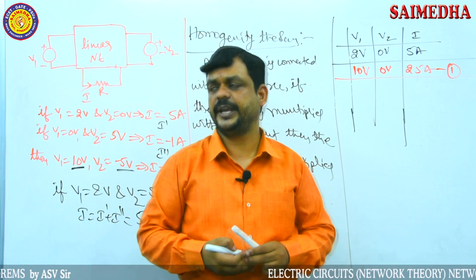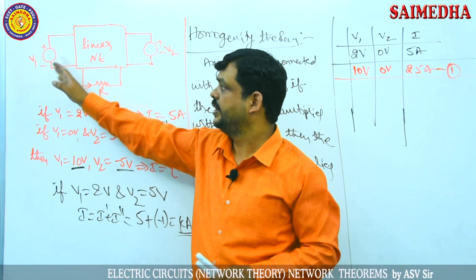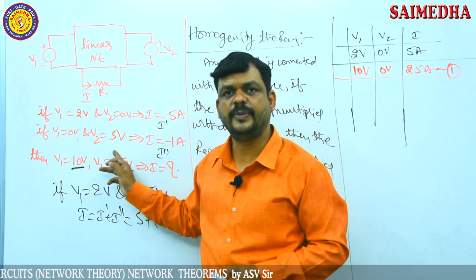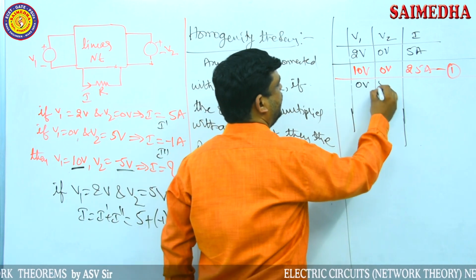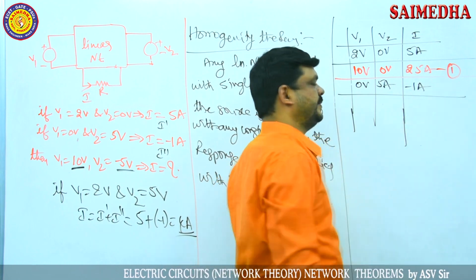Then I am taking the second condition. Here V1 is 0 volts, meaning V1 is disconnected. Which source is applied now? V2 is applied. V2 is how much? 5 volts. So V1 is 0 volts and V2 is 5 volts, then the response is minus 1 amps.